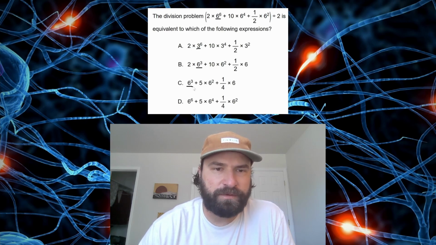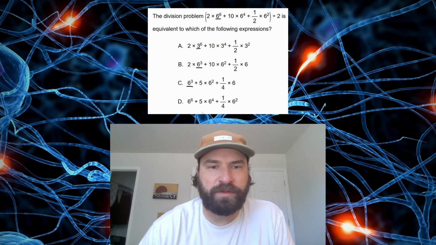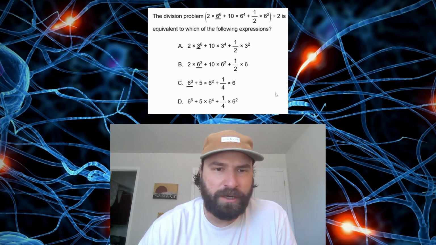In C, this is getting closer. But again, for some reason the exponent gets divided by 2. We can't have 6 to the 6th go to 6 to the 3rd, so that's not correct. So by process of elimination, the answer must be D. Let's take a look at what's happening here.